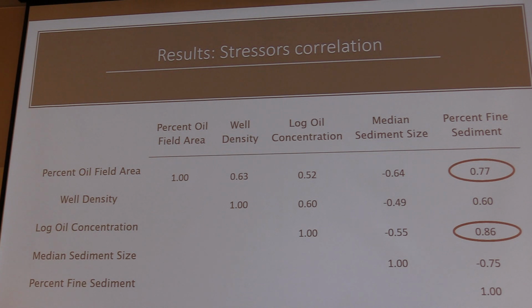There's a similar story with the percent of oil field cover area as well as the percent fine sediment. Again, about 77% of the variance is explained for these. And if you glance over the rest of them, they still have some sort of correlation with each other. So they're not completely disconnected, they're very correlated with each other.